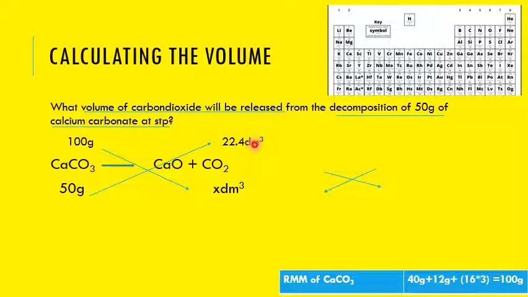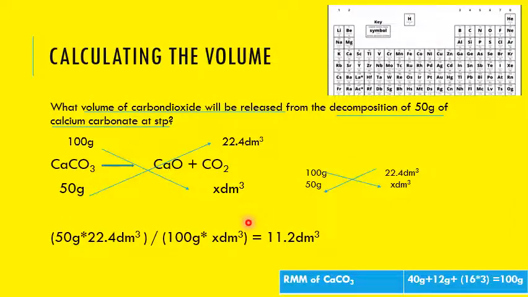So that's it. The next thing I'm going to do is take my numbers and put them over here neatly. All right, and then I'm going to cross multiply. So I should have 22.4 multiplied by 50 grams divided by 100 grams. Yeah, that's what I should have. And the answer you should be getting is 11.2 dm cubed.